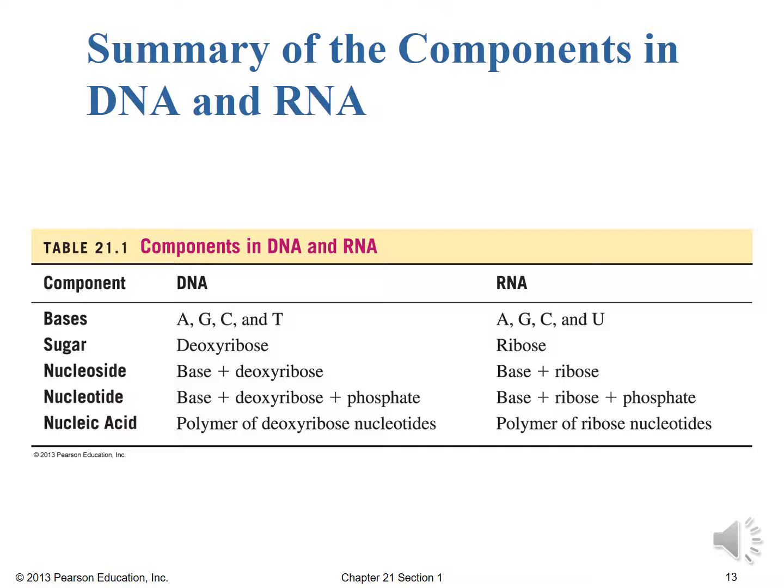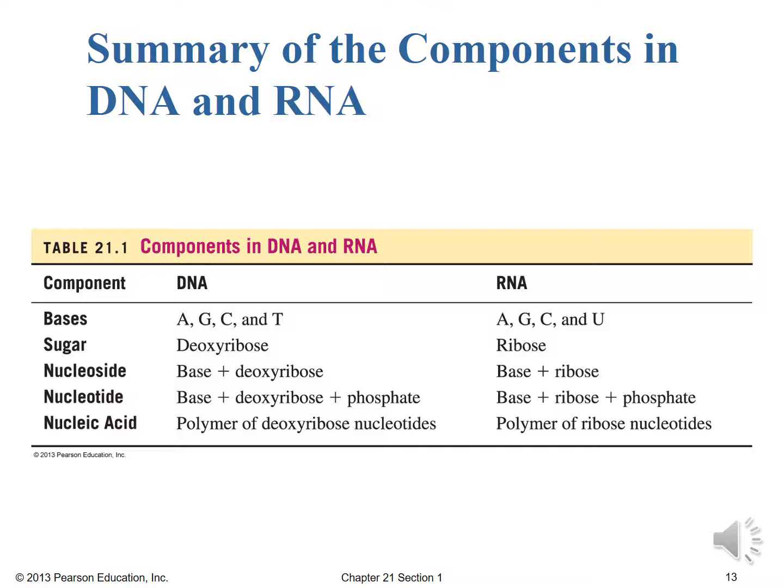So here's a nice slide with table 21.1, the components in DNA and RNA, and this is a summary of what they're made up from. So we have our bases, which are A, G, C, and T in DNA, and then A, G, C, and U instead of T for RNA. Our sugar in DNA, of course, is deoxyribose. For RNA, it's ribose. Our nucleosides in DNA are the base plus deoxyribose. Our nucleosides in RNA are the base plus ribose. Our nucleotides in DNA are the base plus deoxyribose plus phosphate, whereas in RNA it's base plus ribose plus phosphate.